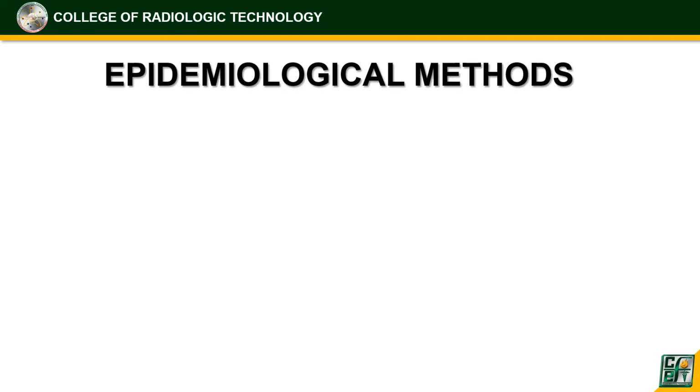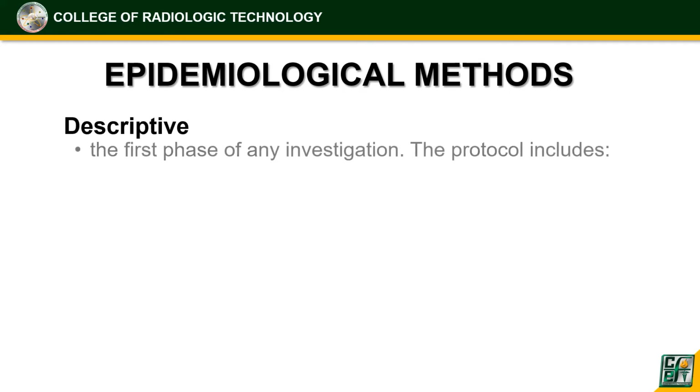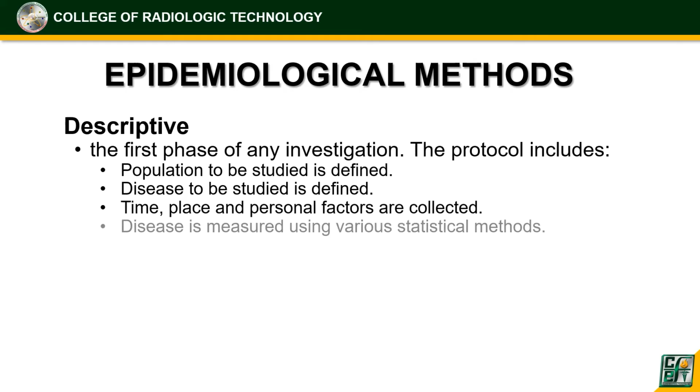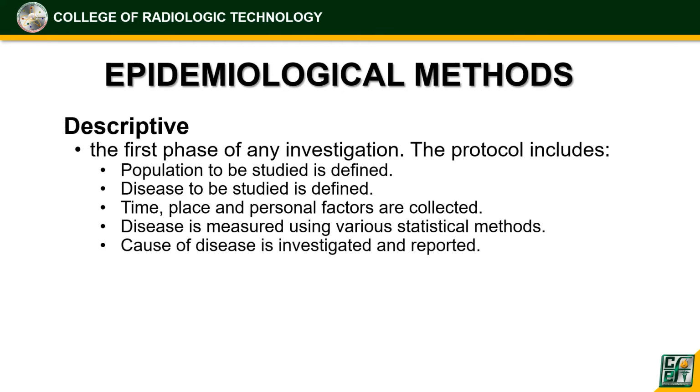And there are three epidemiological methods that are being used by epidemiologists today. First is the descriptive method. The first phase of any investigation and the protocols includes the following. The population to be studied is defined. The disease to be studied is also defined. Time, place, and personal factors are collected. Disease is measured through various statistical methods. The cause of disease is investigated and reported.